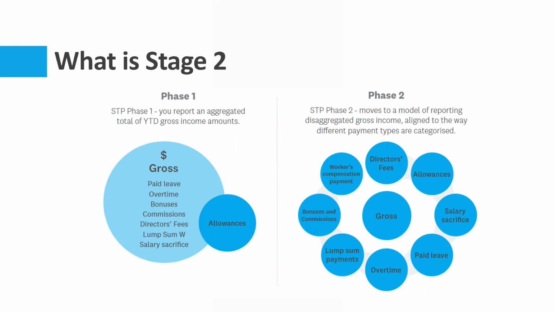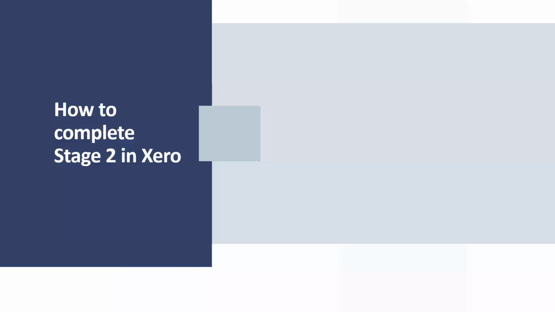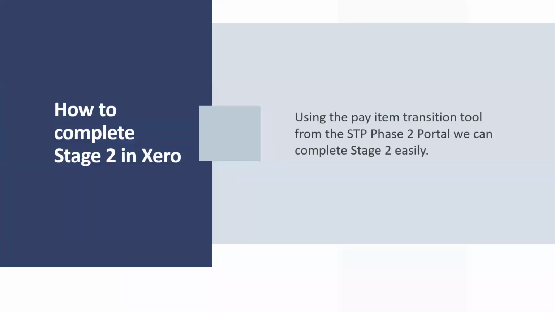If you pay your staff all-purpose allowances, which is an allowance that forms part of your employee's ordinary rate of pay, you will need to take additional steps not shown in today's demo in order to report these accurately to the ATO. Please do reach out to one of our team members if this is a case for your business. So now we have all the information on what STP Stage 2 is. Let's get into a live demo on how to easily update your existing pay items in Xero.